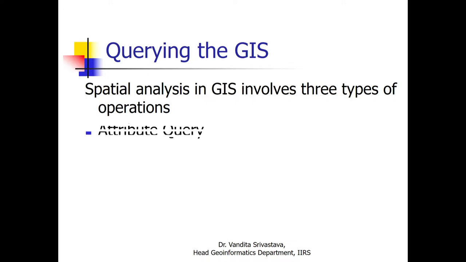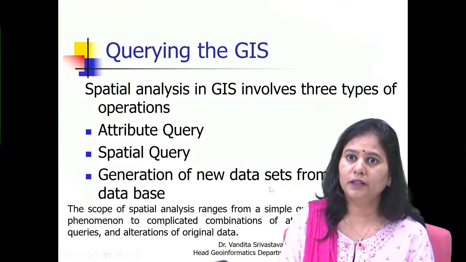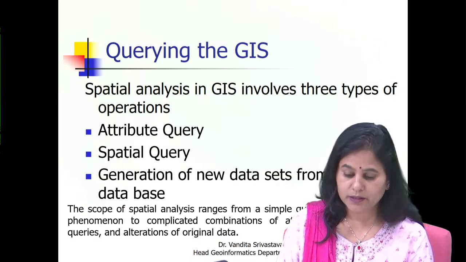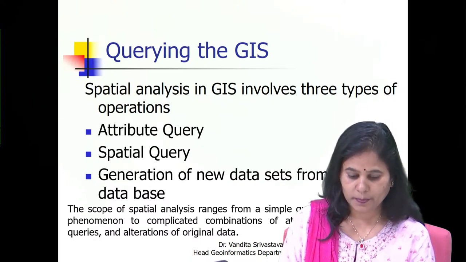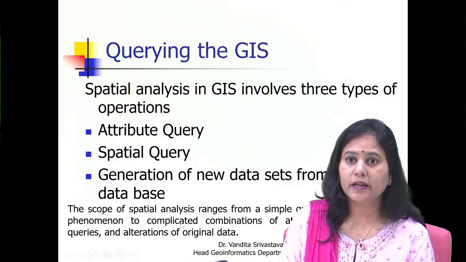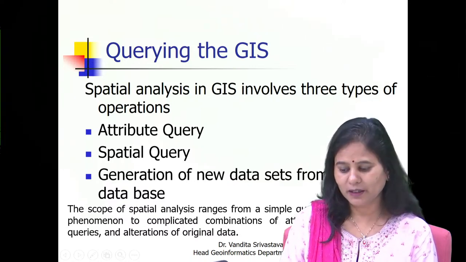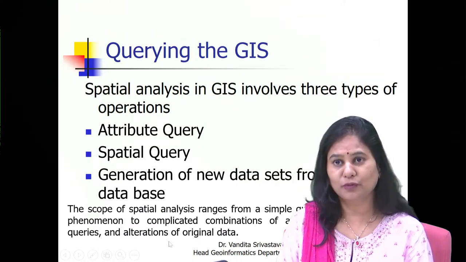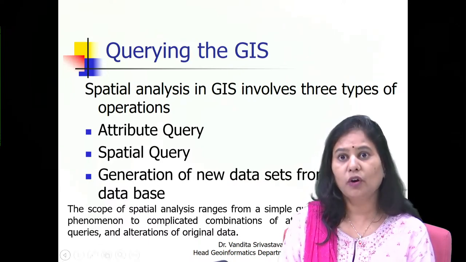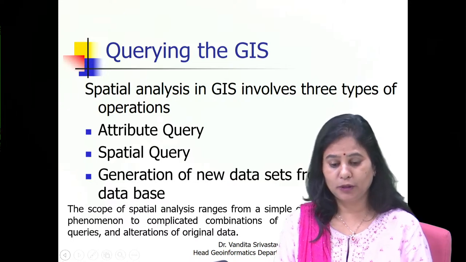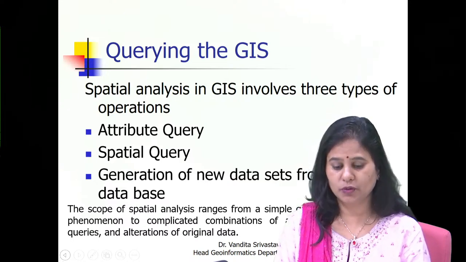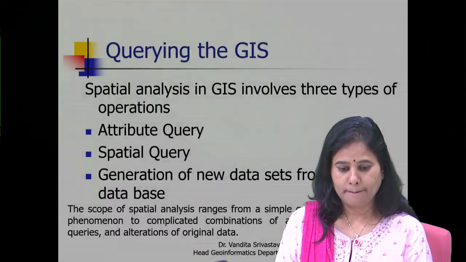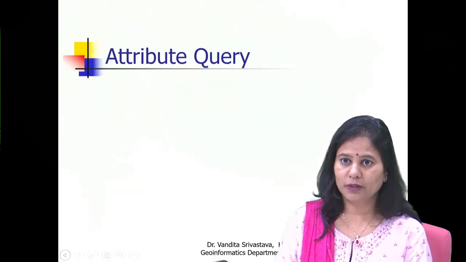So I'll just give you an example like attribute query, spatial query, and generation of new data set from the original data set by asking certain queries, also applying certain criteria. So scope of spatial analysis ranges from a simple query about some spatial phenomena to very complicated combination of attribute and spatial queries and alteration of the original data. I'll be talking about all those functionalities with you in these two lectures. So let us understand what is an attribute query.